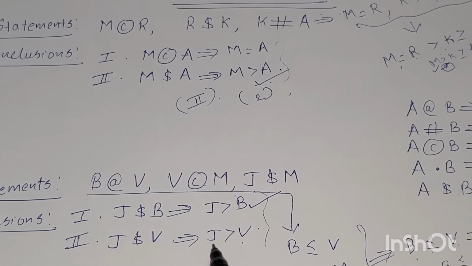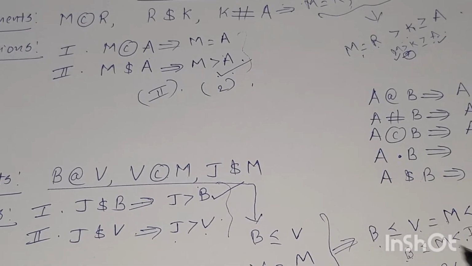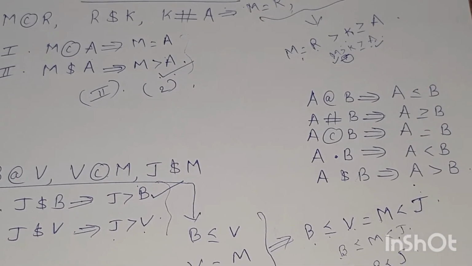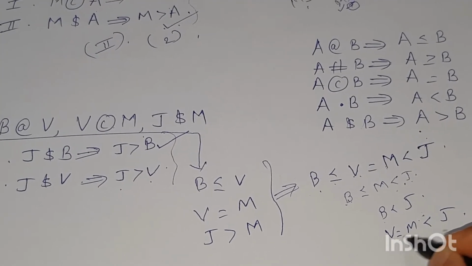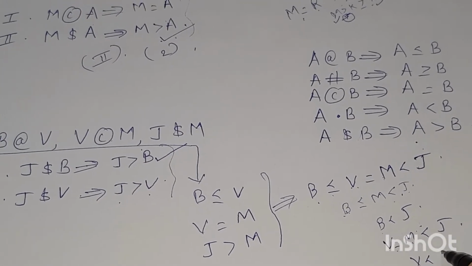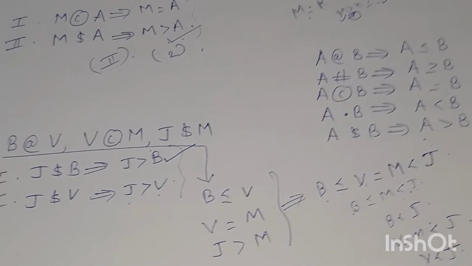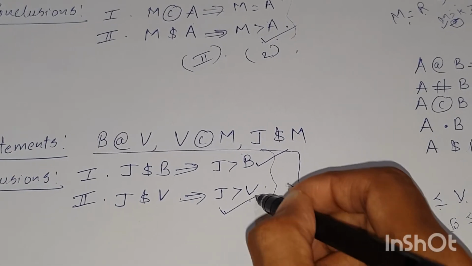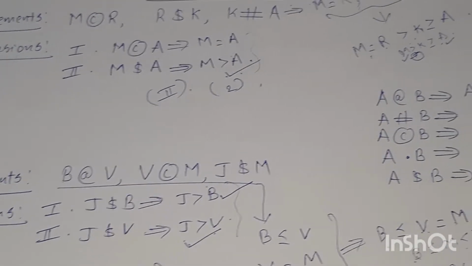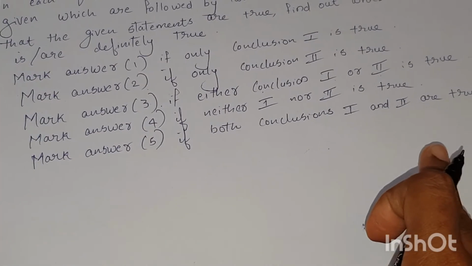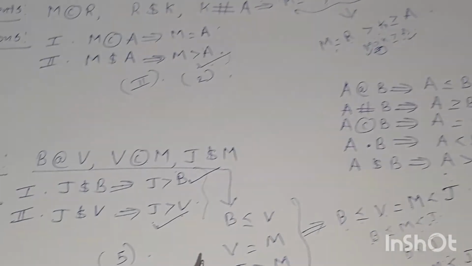Now second option, J is greater than V. See, between V and J, what is the relation? V is equal to M less than J, right? And V and M are same, so we can write V less than J, or J is greater than V. J is greater than V. This is also true. So answer is, mark answer 5 if both 1 and 2 are true, right? So the answer is 5.